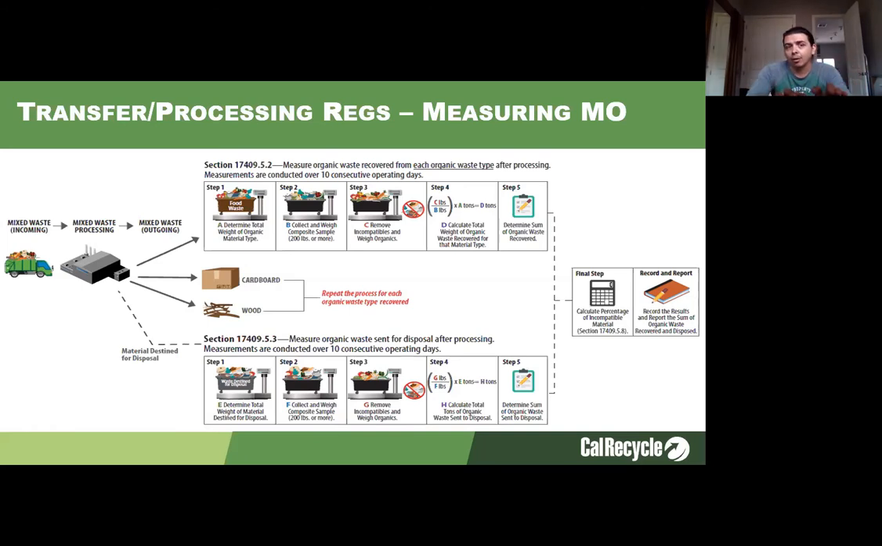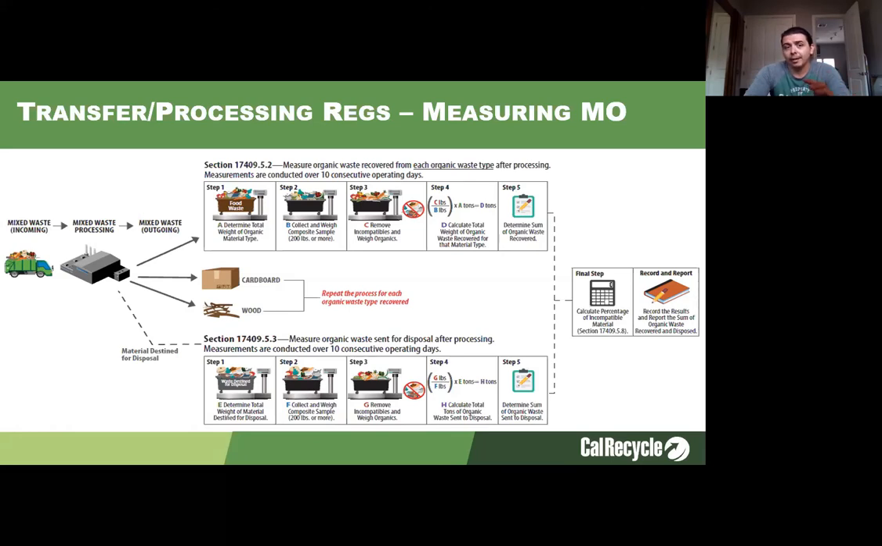Looking at this overall process, you have mixed waste coming into a transfer processing facility. As that waste is getting processed, it's getting separated into all these different waste types. And then each waste type has to go through the measurement protocols. Whether it's food waste and green waste going to a composter, that's going to be a sample. If you have cardboard going to a paper mill or some other recovery facility, that's going to be another sample.